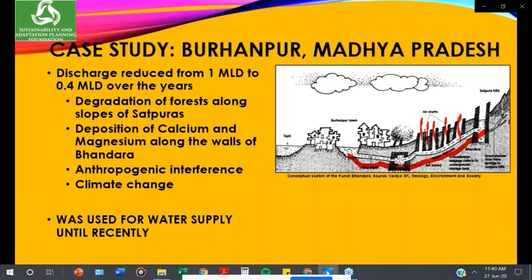As I said, because you have a lot of degradation of Satpura forests happening. You have climate change impacts. You have a lot of calcium, magnesium deposits happening along the walls of the Bhandara itself, and there are anthropogenic interferences. And also, the structure is at least 300 odd years old. And the structure was even used to supply water to the city until pretty recently.